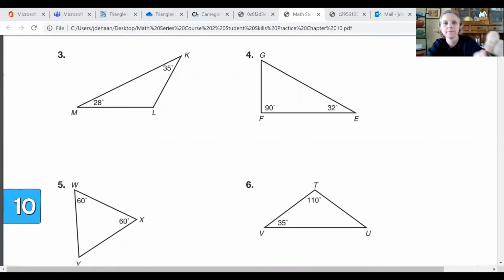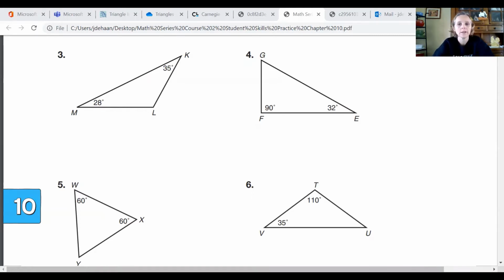Okay, so if I look at number 5, down in the lower corner here, angle W is 60, angle X is 60, and they want us to find the measure of angle Y.